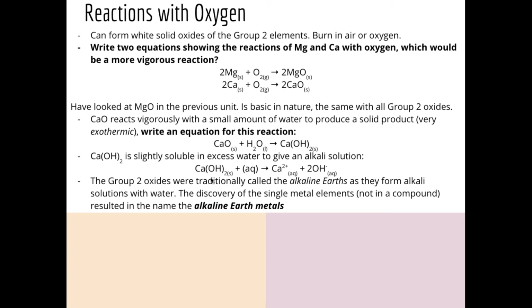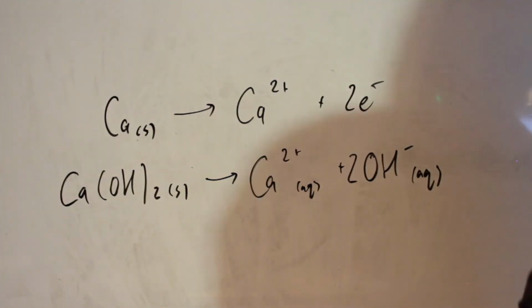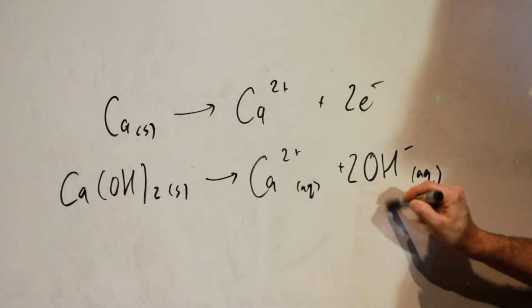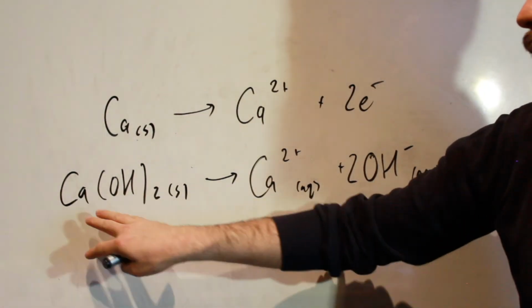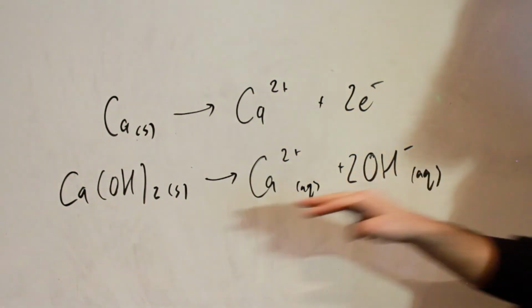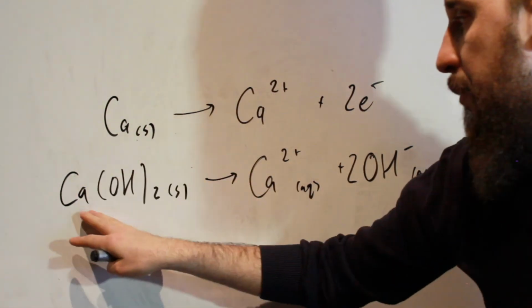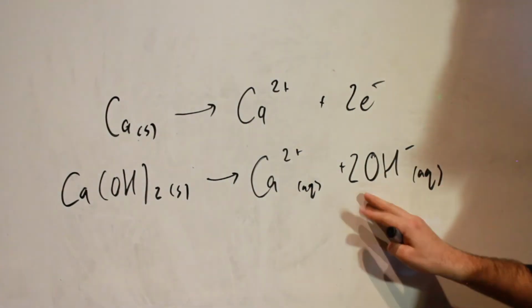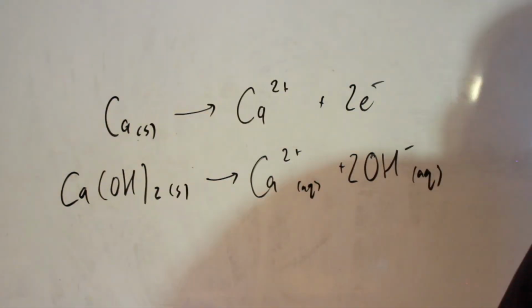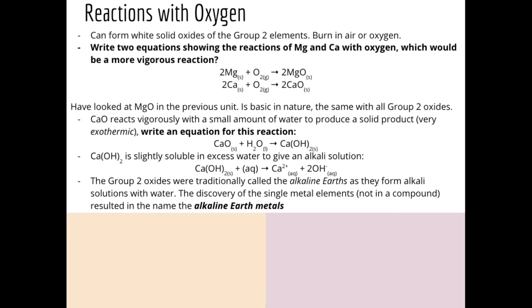Now, the solubility increases going down the group. And if we have more soluble metal hydroxides, it means we have a higher concentration of the hydroxide ions, because the more soluble something is, the more of it will dissolve. So if we have a more soluble group 2 hydroxide, we're going to have a higher concentration of hydroxide ions in solution. Therefore, the alkalinity is going to increase.